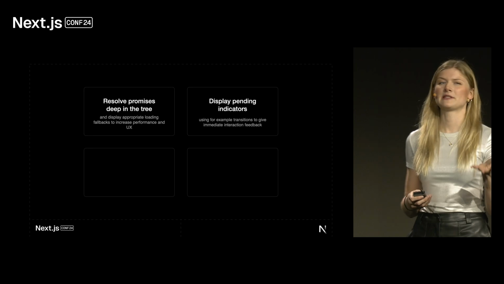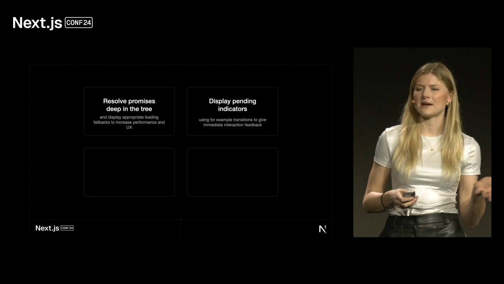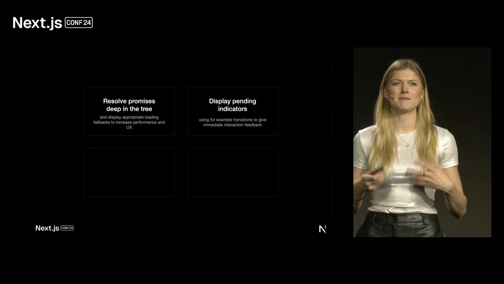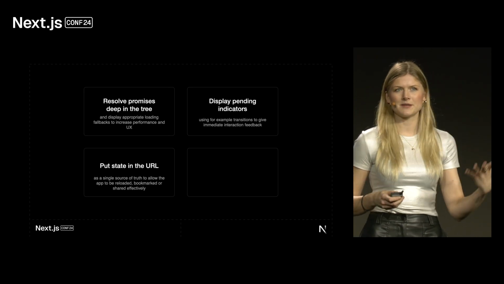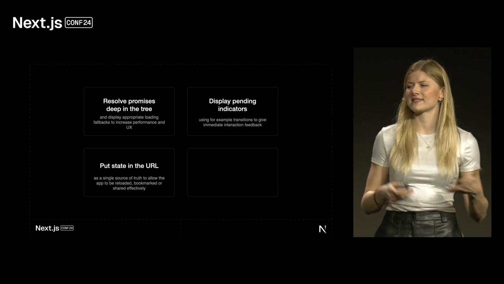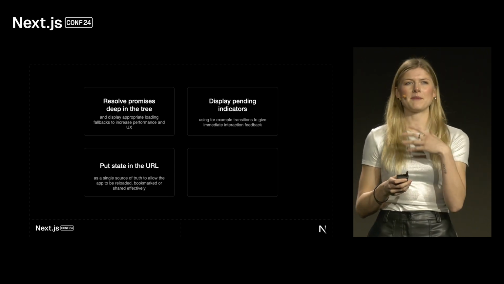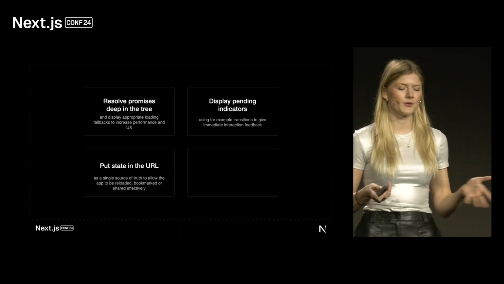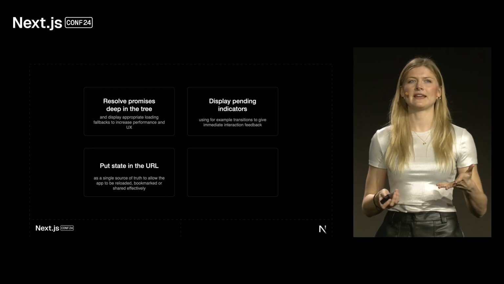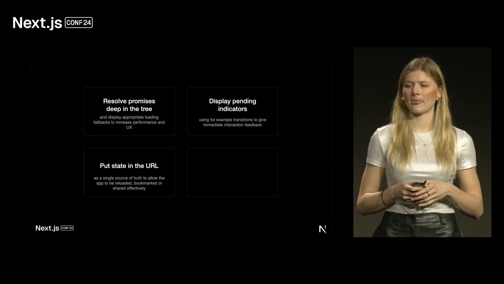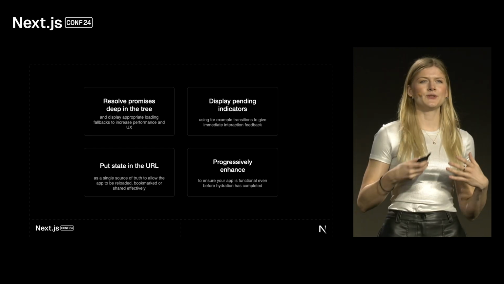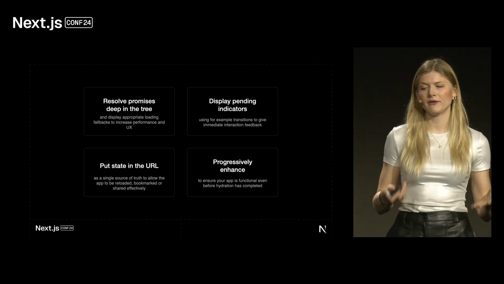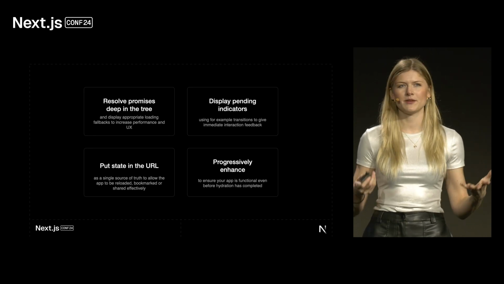The second one is to display pending indicators using, for example, transitions to give the user immediate feedback to interactions. And the third is to put application state in the URL as a single source of truth and allow the app to be reloaded or bookmarked or shared effectively without losing its desired state. And the last best practice is to use progressive enhancement to ensure the app is functional even before JavaScript has loaded or hydrated the page.